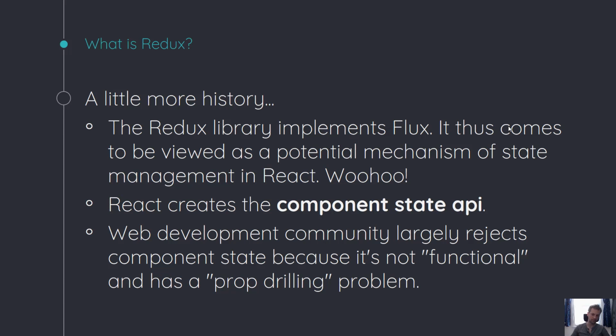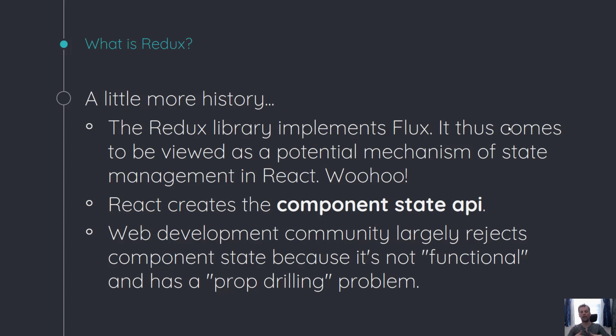Fantastic. Now, shortly thereafter, the developers of React come out with the Component State API. And this is the sort of state tracking that you are probably familiar with when you set state inside of your class component, or when you use state inside of your functional components with hooks. This is what you're using. You are using the Component State API. It is a way of keeping track of state inside of your component.